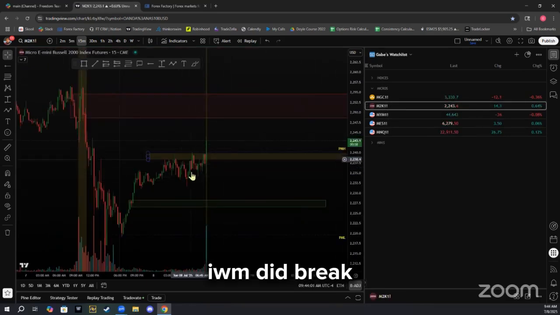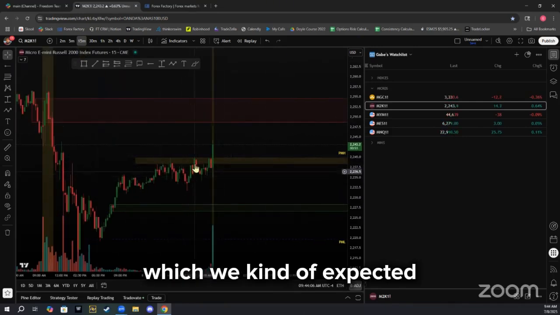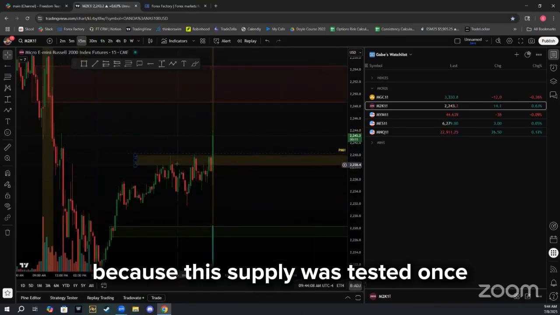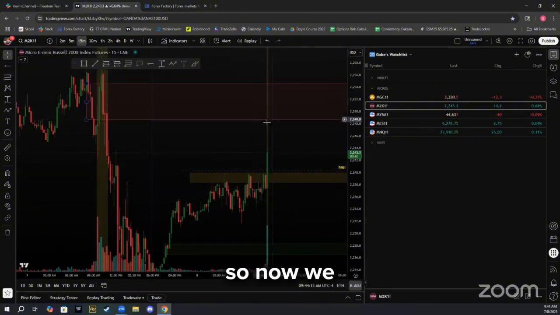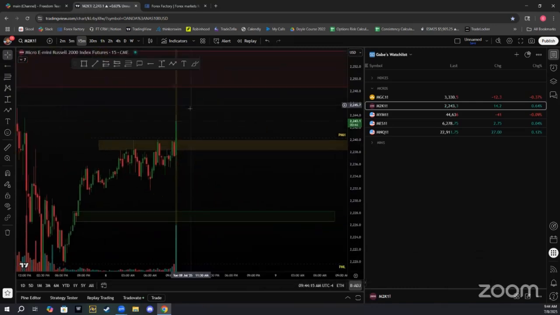Okay, IWM did break the day high or pre-market high, right? Which we kind of expected because the supply was tested once, twice, three times. So boom, it broke through. So now we most likely want to get to this next supply.